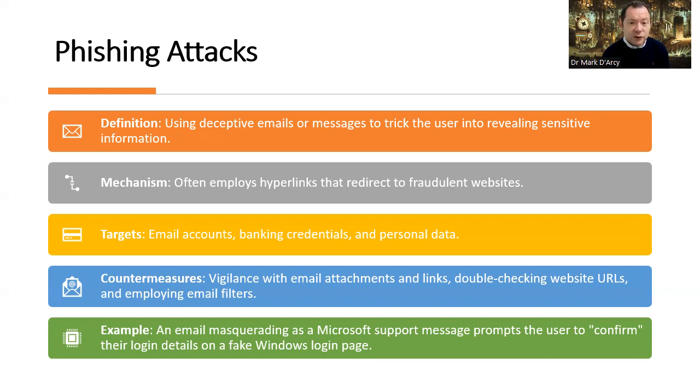So, mechanism often employs hyperlinks that redirect to fraudulent websites, a fake post office account website, for example. Targets, email accounts, banking credentials, and personal data. Countermeasures, vigilance with email attachments and links, double-checking website URLs, and employing email filters. So an example of this, an email masquerading as a Microsoft support message prompts the user to confirm their login details on a fake Windows login page that looks just like the real thing.